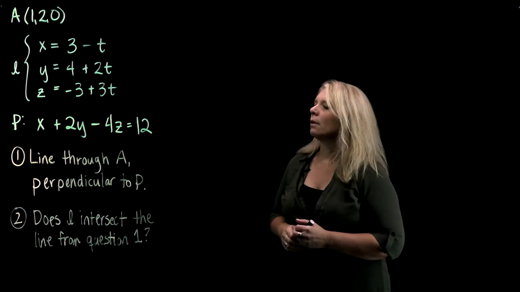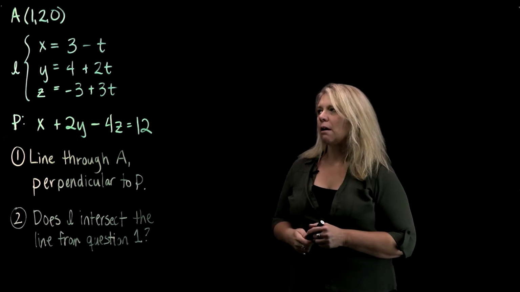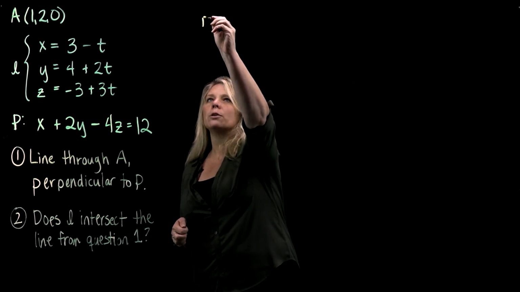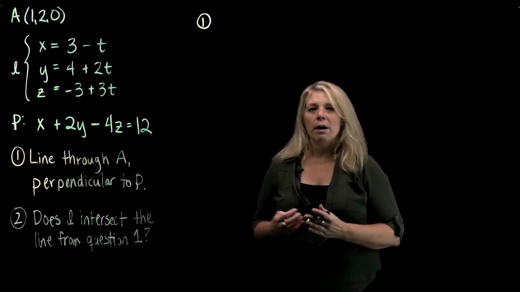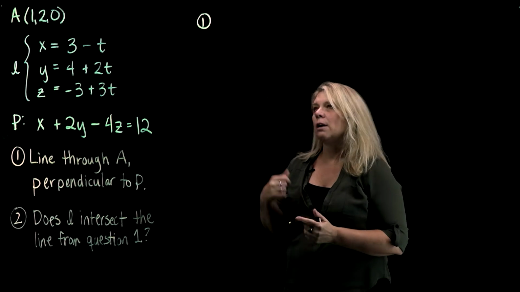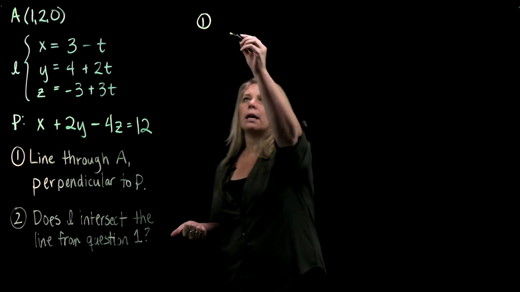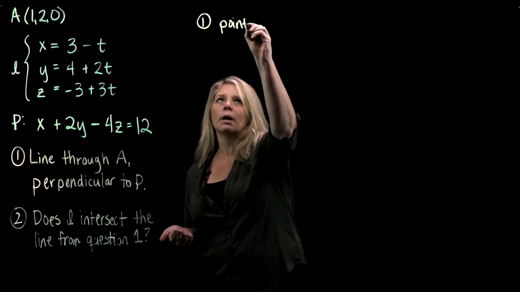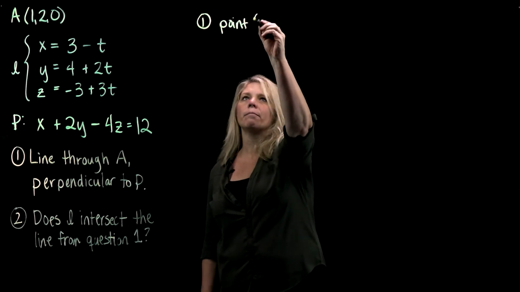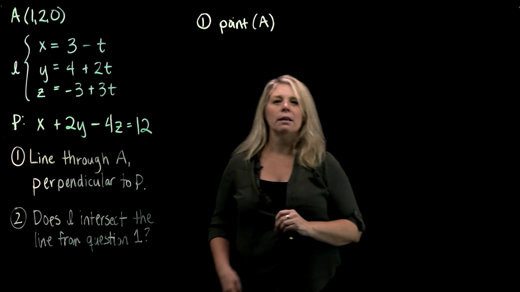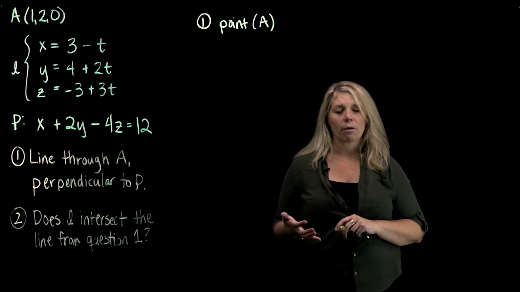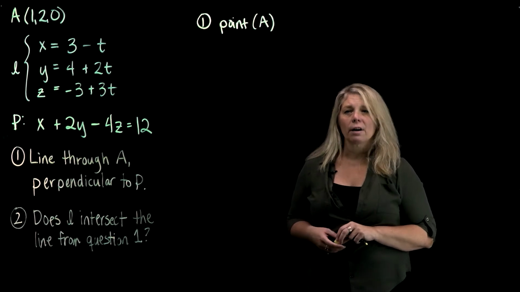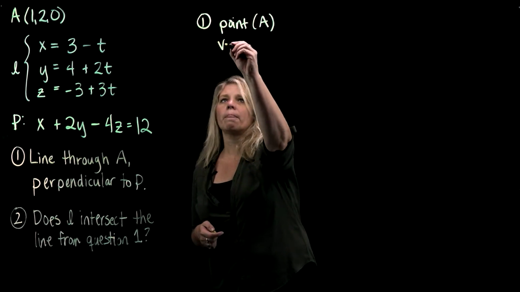plane P. Okay, so when you think about writing equations of a line, you should think about what do I need to know to write parametric equations of a line in R3. So one thing that you need to know is a point on the line, and we have that. That's going to be A. And then the other thing that we need to know to write the parametric equations for a line in R3 is the components of a vector along the line.